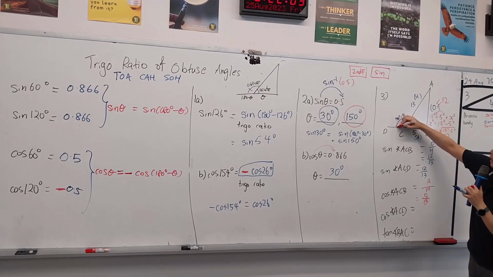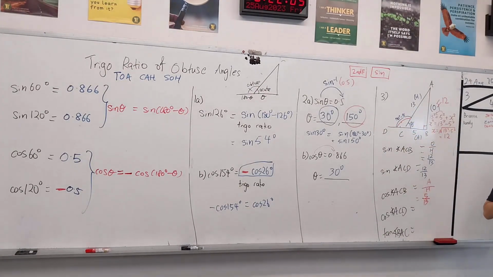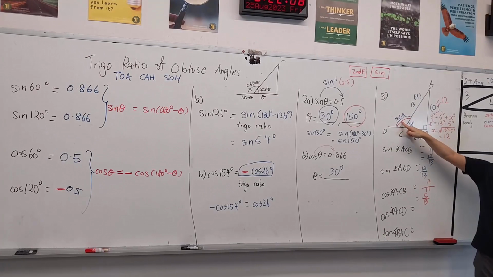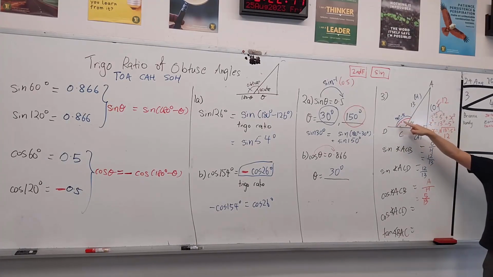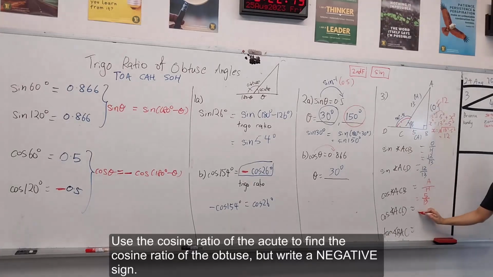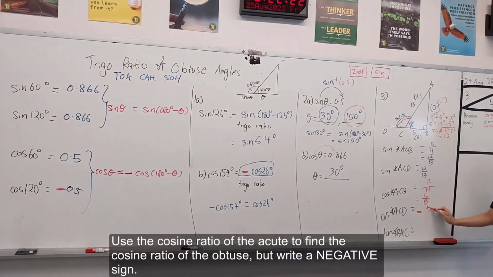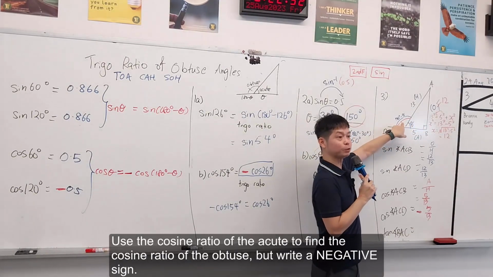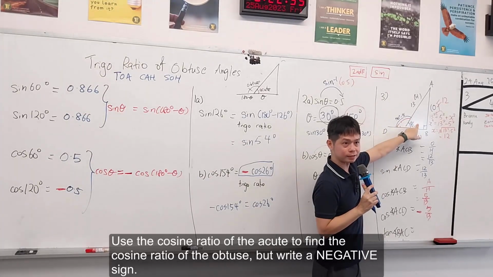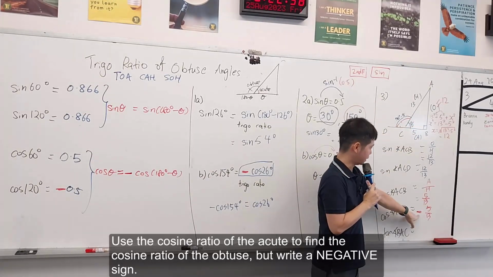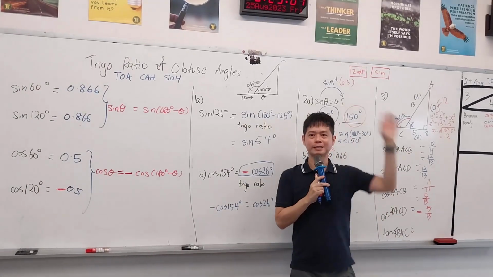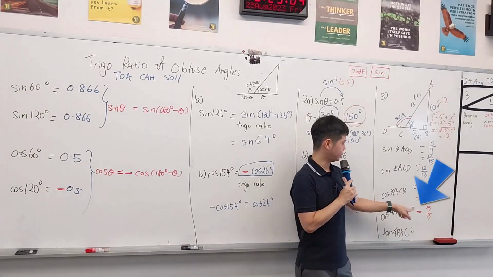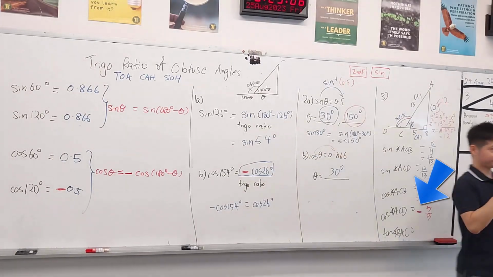If I now want to find cosine of the obtuse angle ACD, I know that it is almost the same as the cosine of the acute angle, but the only difference is you must add a negative. So this one will be negative 5 over 13. To find cosine of this angle, you just need to find the cosine of this angle, but you must add a negative sign. So if from the whole lesson you remember only one thing, all you need to remember is this one. I put an arrow here.